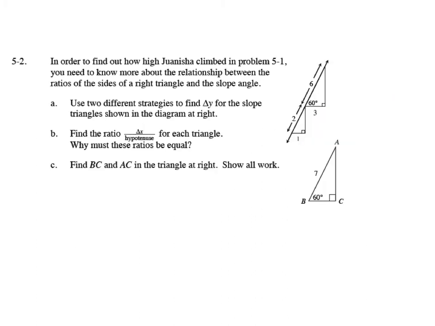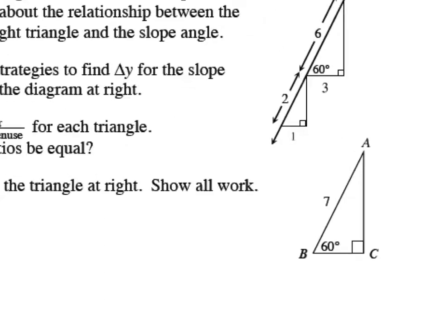Alright, now in order to determine how high Juanita climbed in problem 5-1, we need to know more about the relationship between the ratio of sides of a right triangle and the slope angle. And so it says in part A, use two different strategies to find the change in y for the slope triangles shown in the diagram at the right.